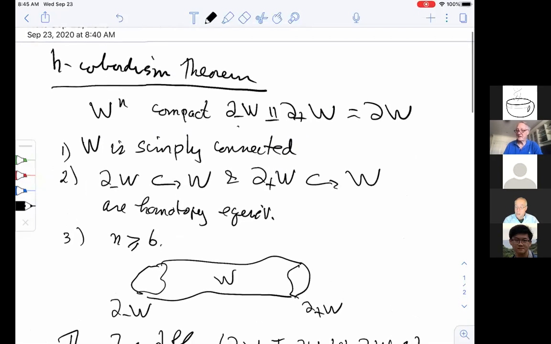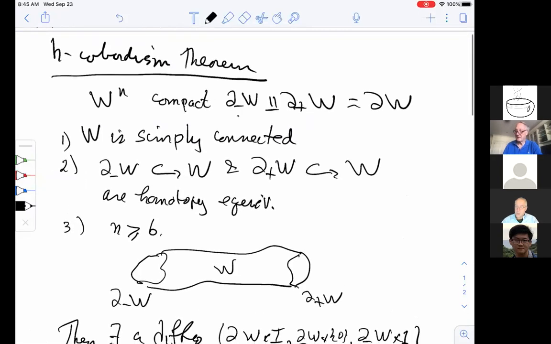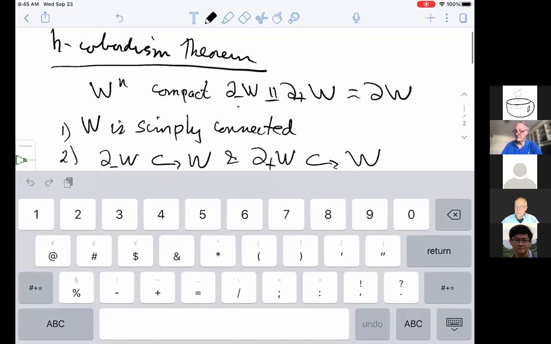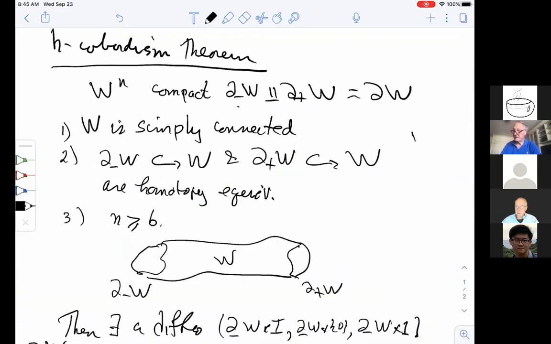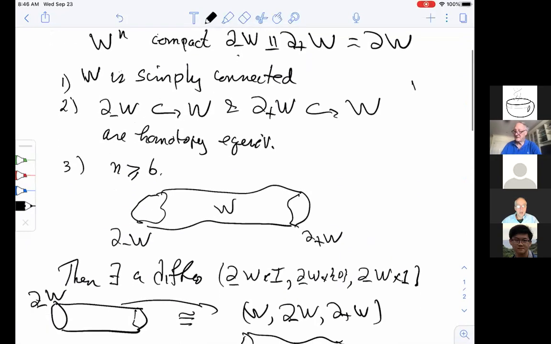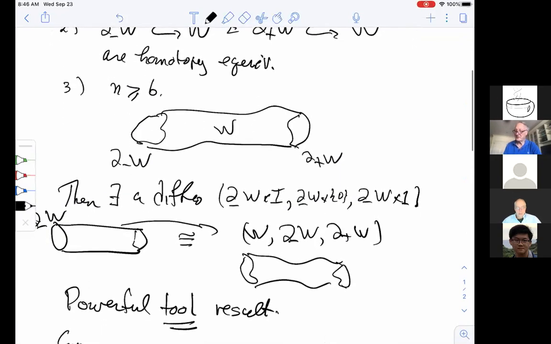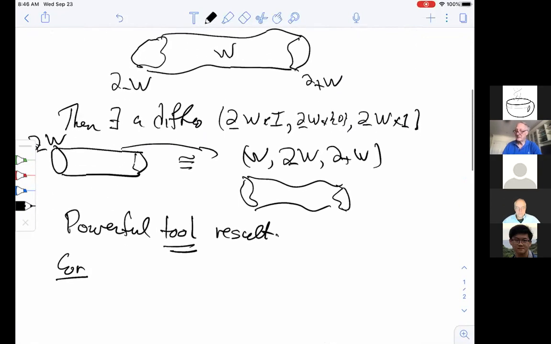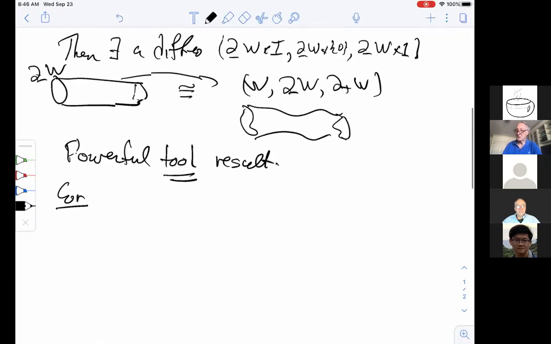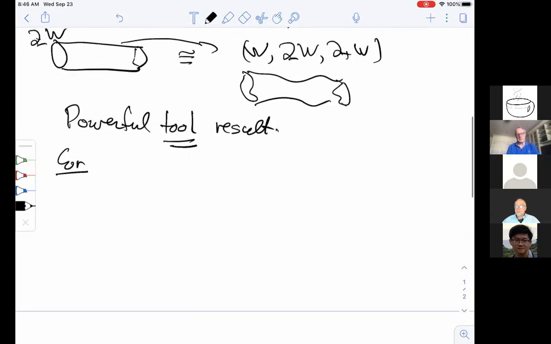And so I'm stating the h-cobordism theorem. We have a compact, simply connected manifold of dimension at least 6. The inclusion of either end is a homotopy equivalence. Then, in fact, the h-cobordism theorem says this manifold is trivial. It's diffeomorphic to a product. And this is a powerful tool to understand high-dimensional manifolds.